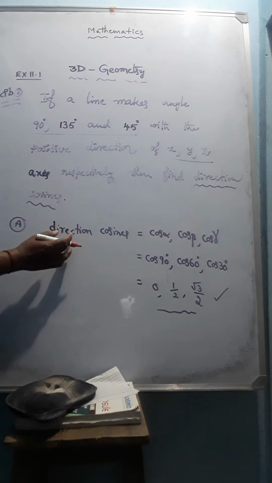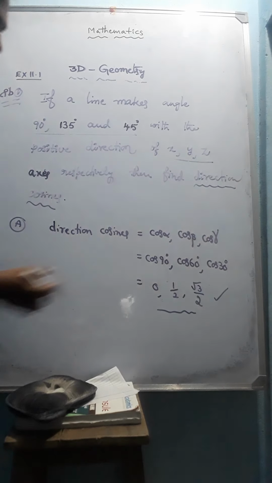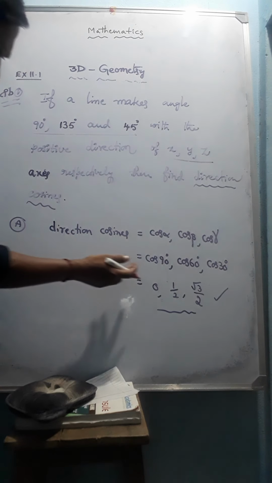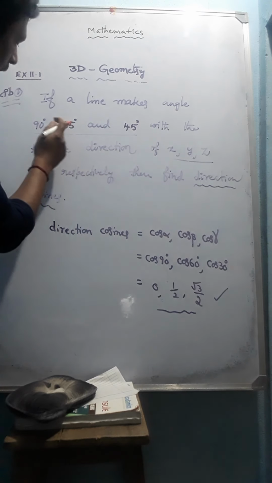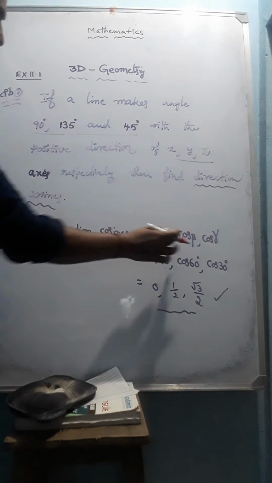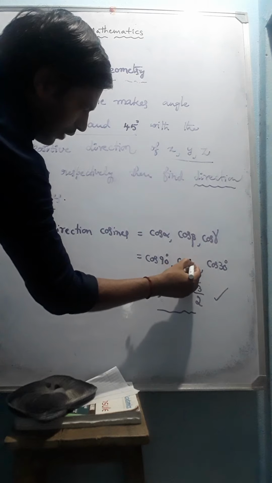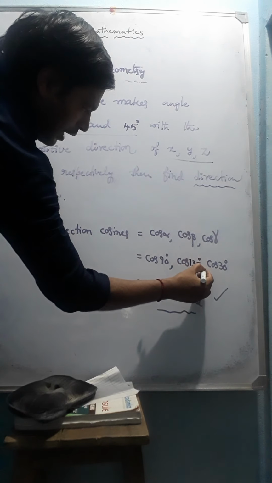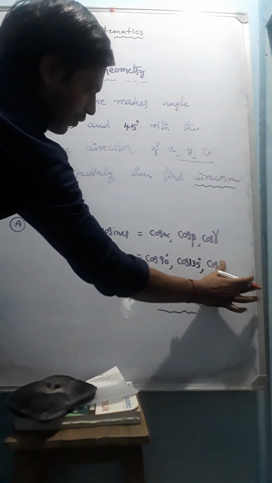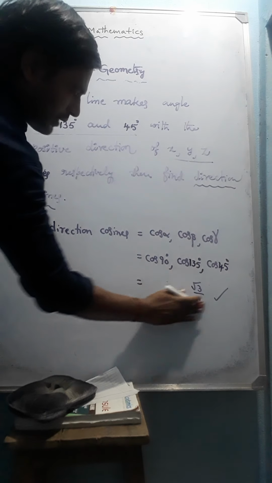Answer: direction cosines is equal to cos alpha, cos beta, cos gamma. We already know this formula from vectors algebra. So what is alpha given? Alpha is given as 90 degrees, so you should write 90 degrees under alpha. Beta value is equal to 135 degrees, so here you should write 135 degrees, comma. Cos gamma value 45 is given, so cos 45 degrees.